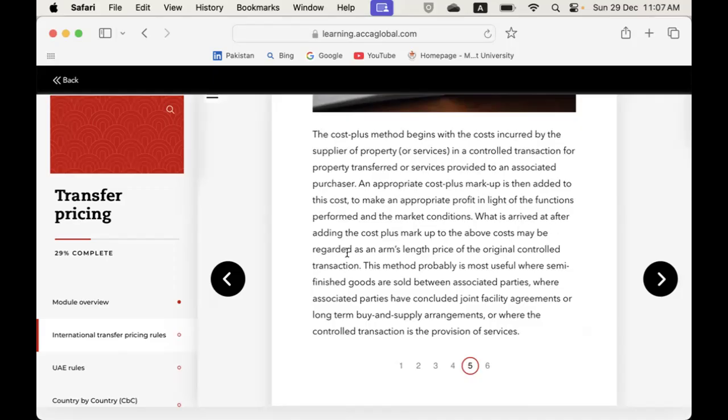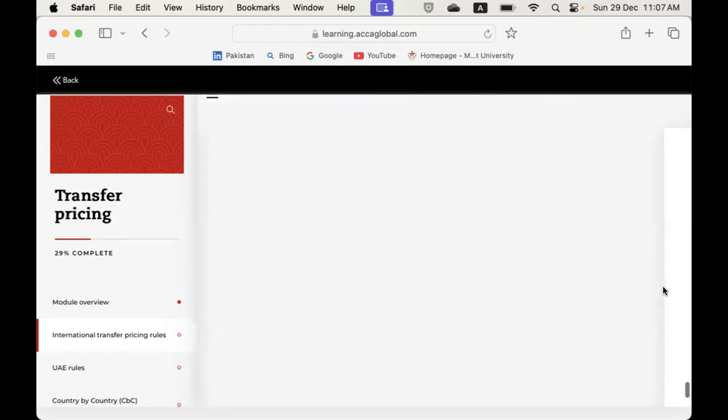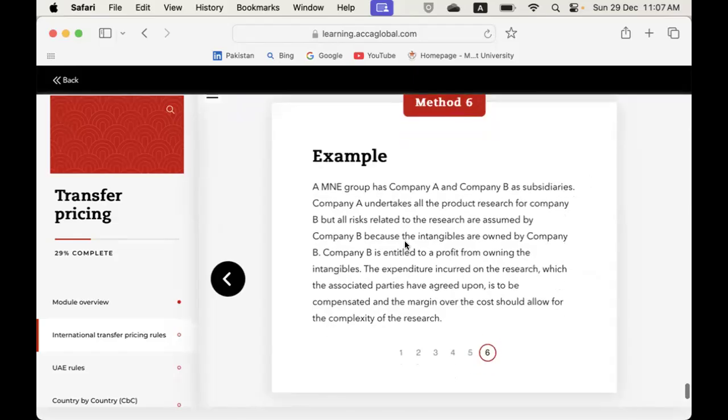What is arrived at after adding the cost plus markup to the above cost may be regarded as an arm's length price of the original controlled transaction. This method probably is most useful where semi-finished goods are sold between associated parties, where associated parties have concluded joint facility agreements or long-term buy and supply arrangements, or where the controlled transaction is the provision of services. So there is an example that has been cited.